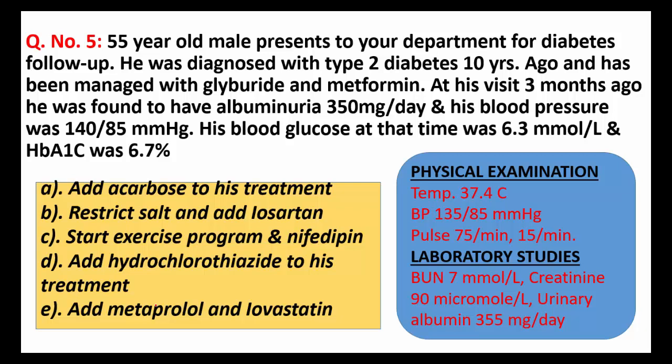As we have already discussed, in diabetic nephropathy ACE inhibitors or ARBs are renoprotective, but using only the medication doesn't provide much benefit if we don't combine it with restriction of salt. So the best option will be to restrict salt and add losartan.